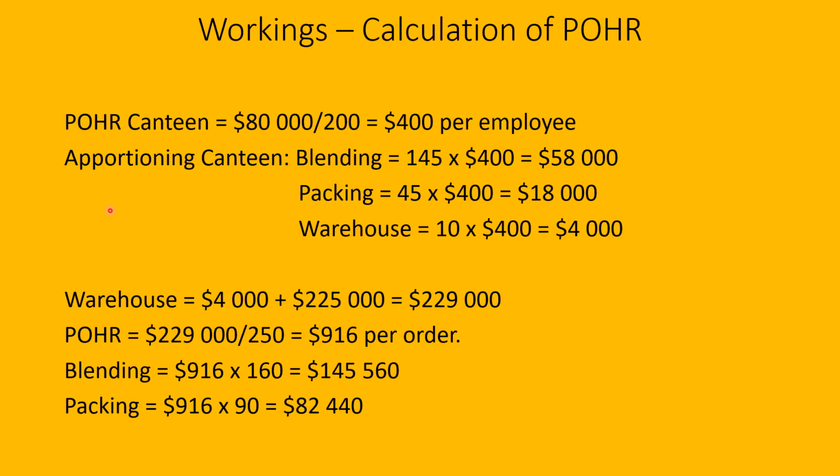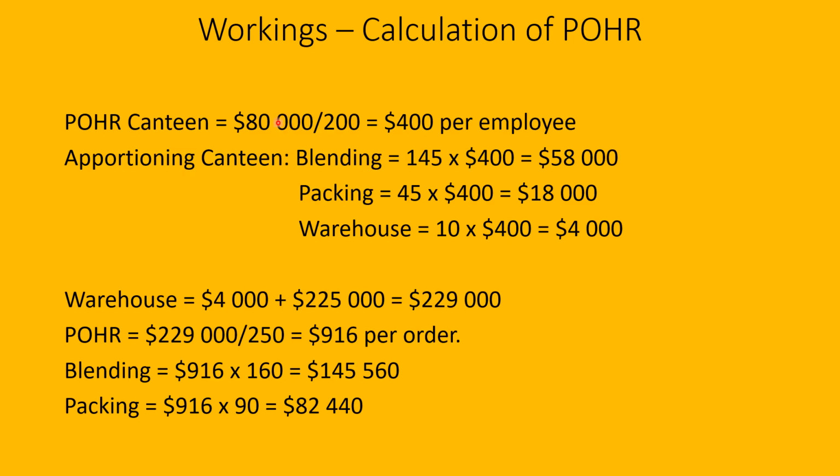Okay, so there are two ways we could go about doing this problem. We can start with a table and calculate the POHR and multiply them out in the table itself. Or we can do the workings here first and then just fill in the information in the table. Either way, it's the same thing. I prefer to do it this way so you can see the workings and then you see the answer in one, right? First, we calculate the POHR, the predetermined overhead rate for the canteen.